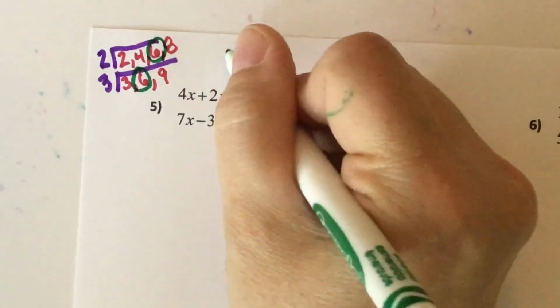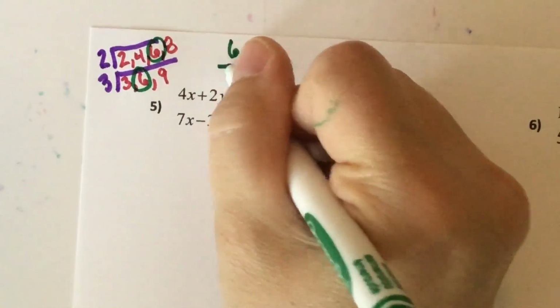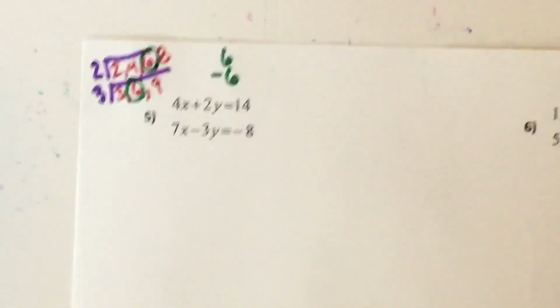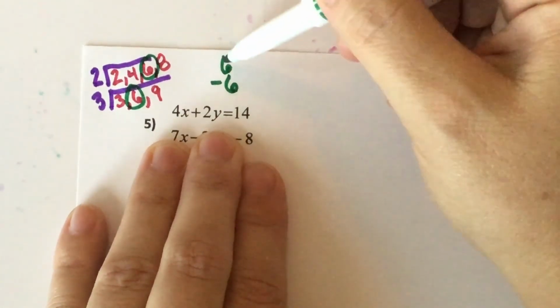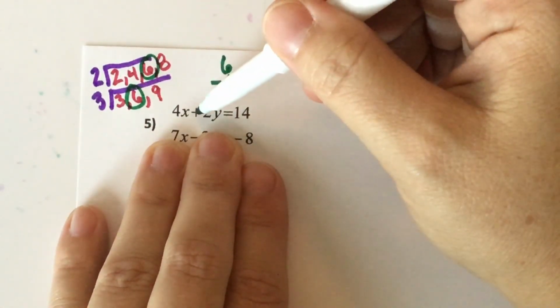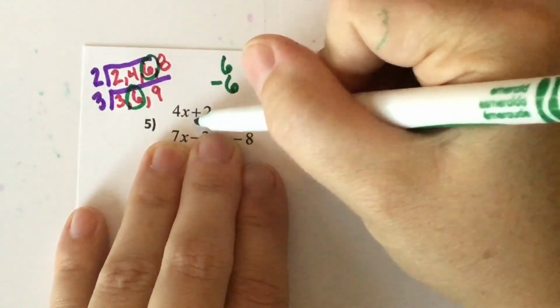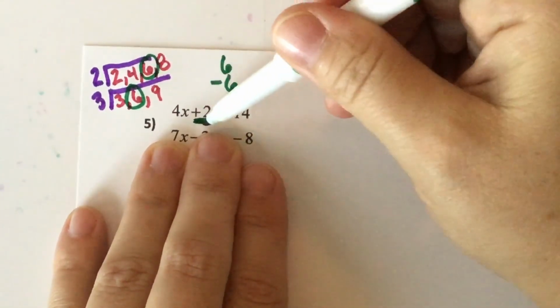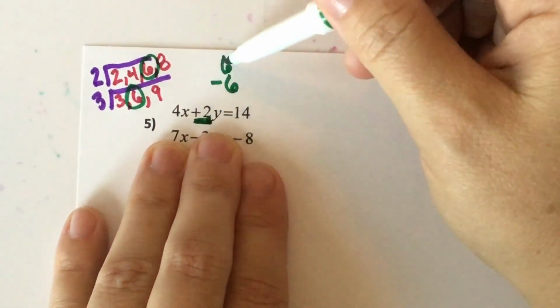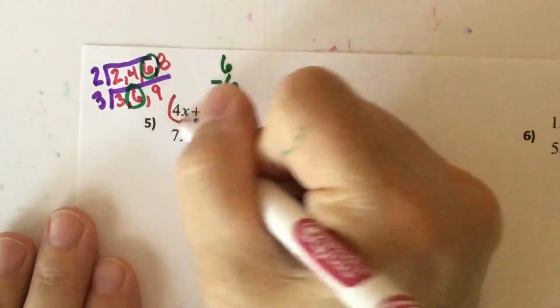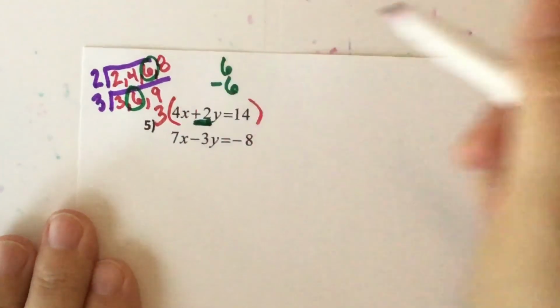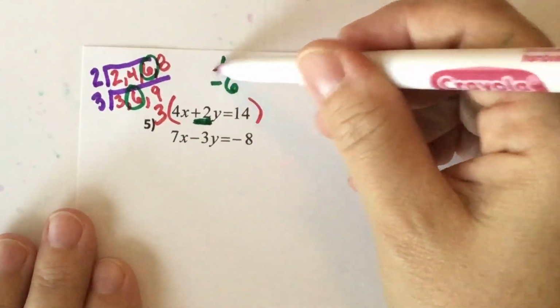Now remember, you want one to be a positive 6 and you want one to be a negative 6. And it doesn't matter which one is which. Okay? I'm going to make the top one a positive 6 because it's already positive. All right, so it's already a 2. What would you have to multiply 2 with to make a positive 6? A positive 3. So we have to multiply the top equation by 3. Okay, so that'd be the positive 6.